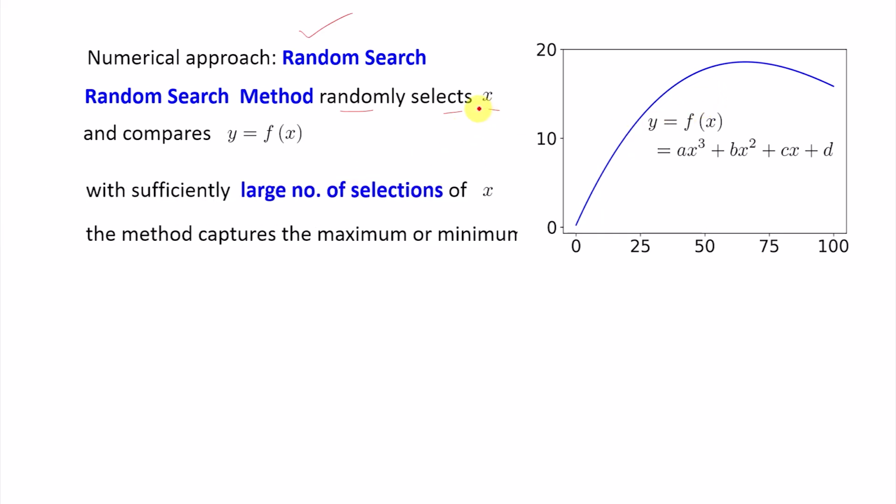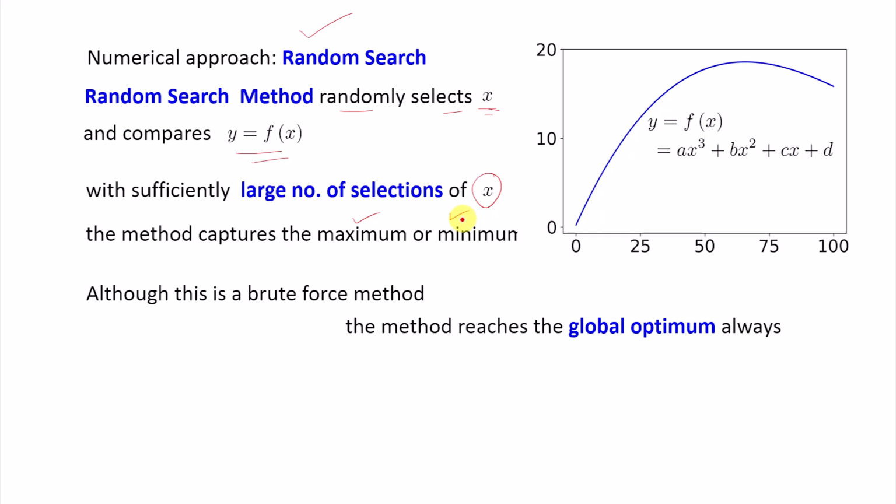So I select x and then compare the value of y equals f(x) between different x. If the number of x is sufficiently large, then I'll pretty much cover all the points in the domain I hope to cover. Then I'll eventually capture the maximum or minimum. This is of course a brute force type method.